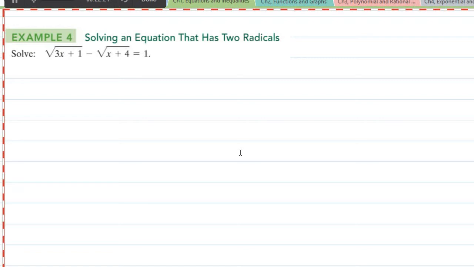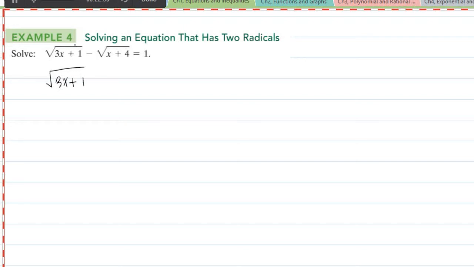Example 4 is solving a radical equation with two radicals. Not two radical equations, I'm sorry. It's just solving an equation that has 2 radicals. How can we do this? When you do this, let's just isolate one of them on one side. Let's just focus on the first one.